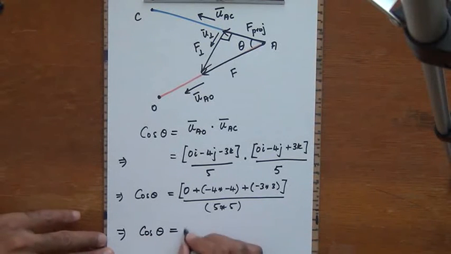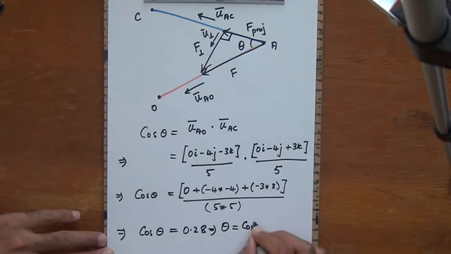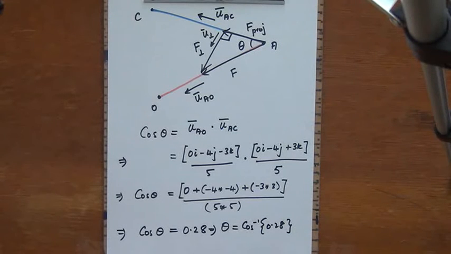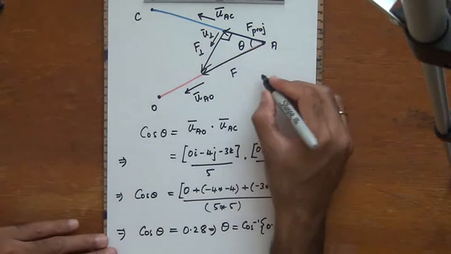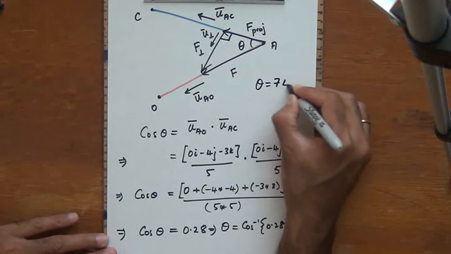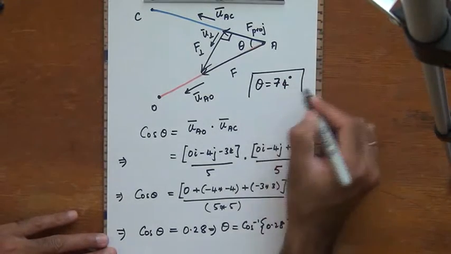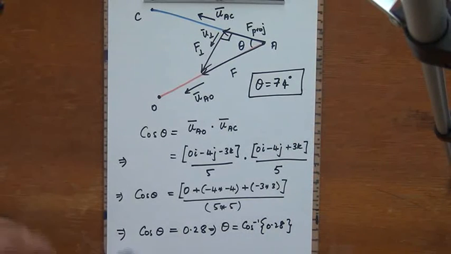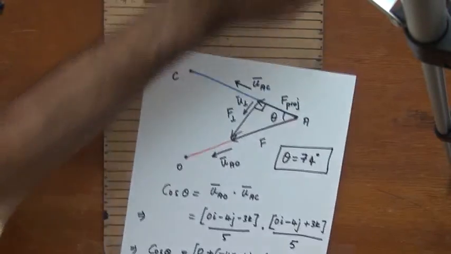after doing all this calculation, is going to give me 0.28, which means theta is cos inverse of 0.28, or theta upon solving is going to give me 73.7, or approximately 74 degrees. Right? So I'm going to get theta to be 74 degrees approximately, based upon the dot product that we have done here. And once I have theta, then the rest of it is fairly straightforward. Let's look at that now.